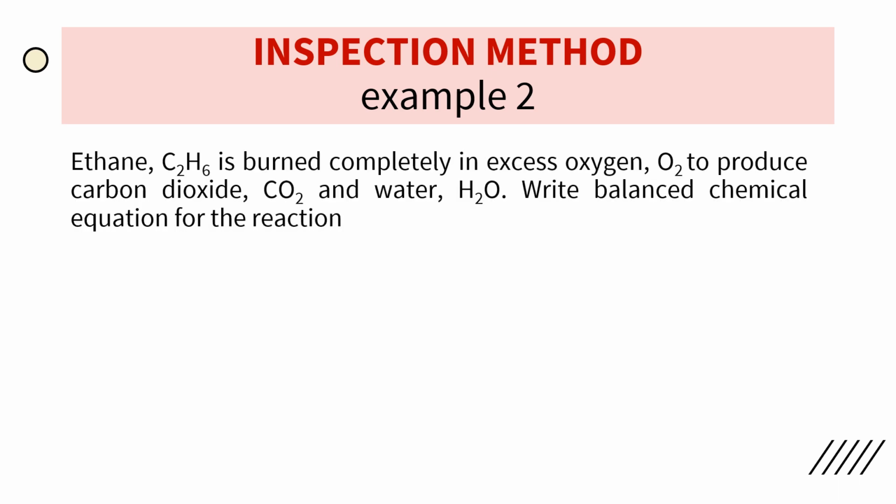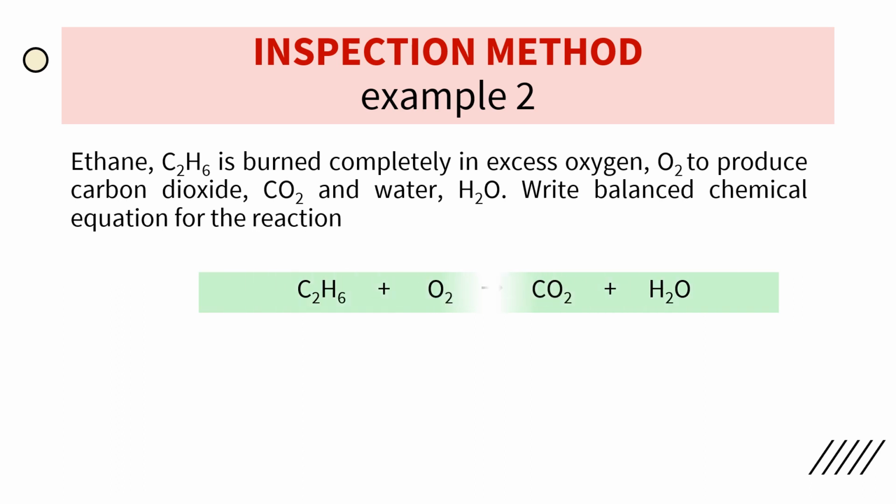Example 2. Ethane C2H6 is burned completely in excess oxygen O2 to produce carbon dioxide CO2 and water H2O. Write the balanced chemical equation for the reaction. First, write all the reactants and products. We have 2 carbon on the left, but we have 1 carbon on the right. So to balance carbon, we put 2 in front of CO2.